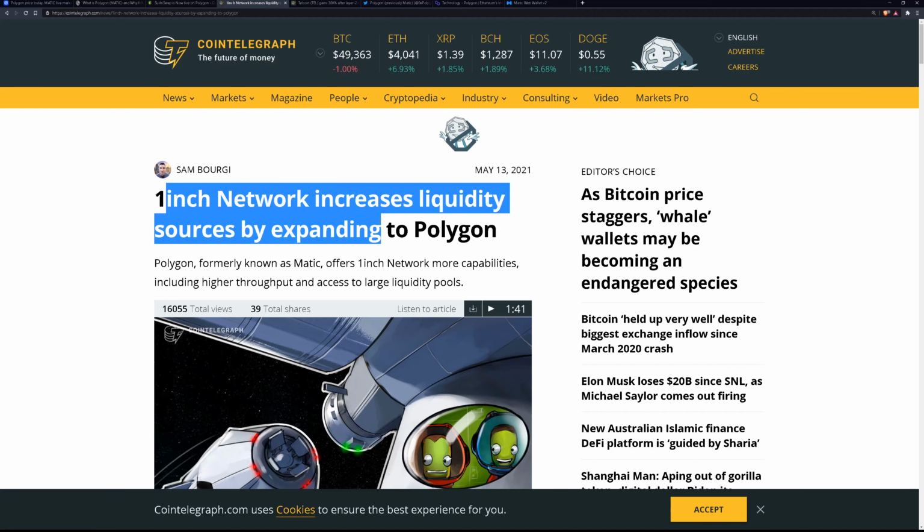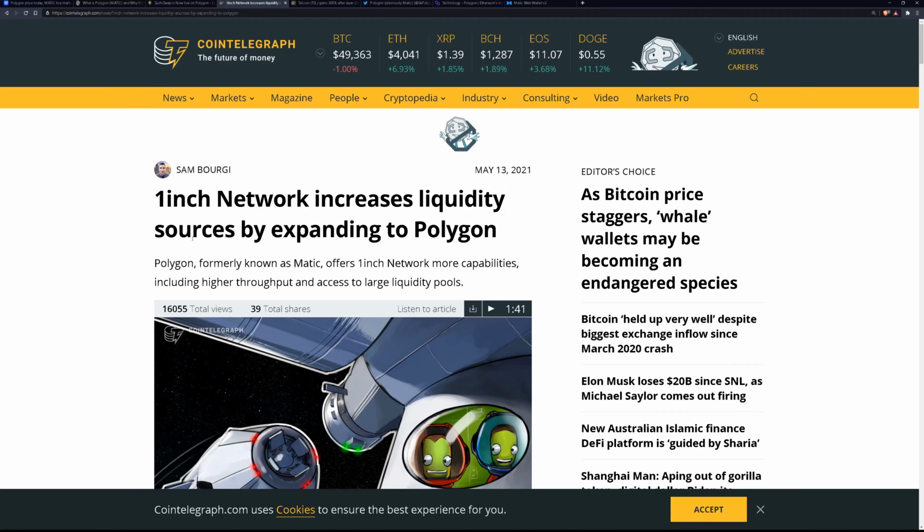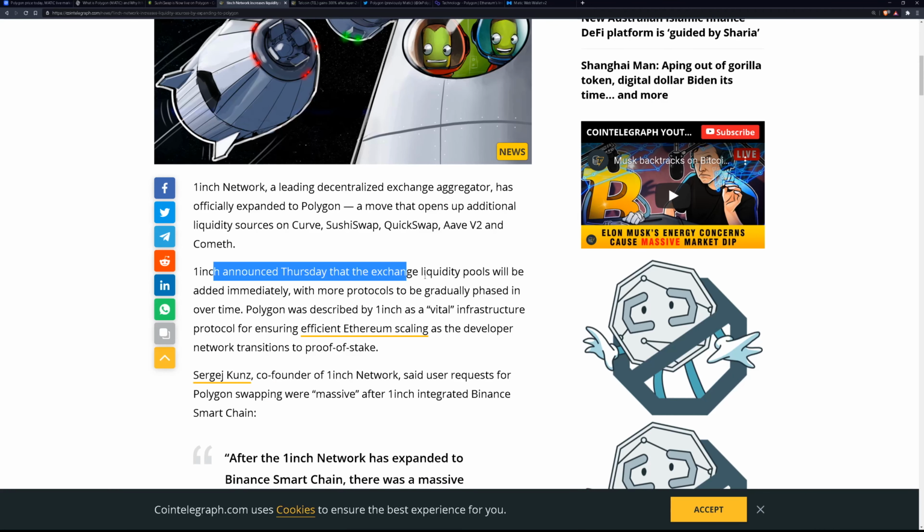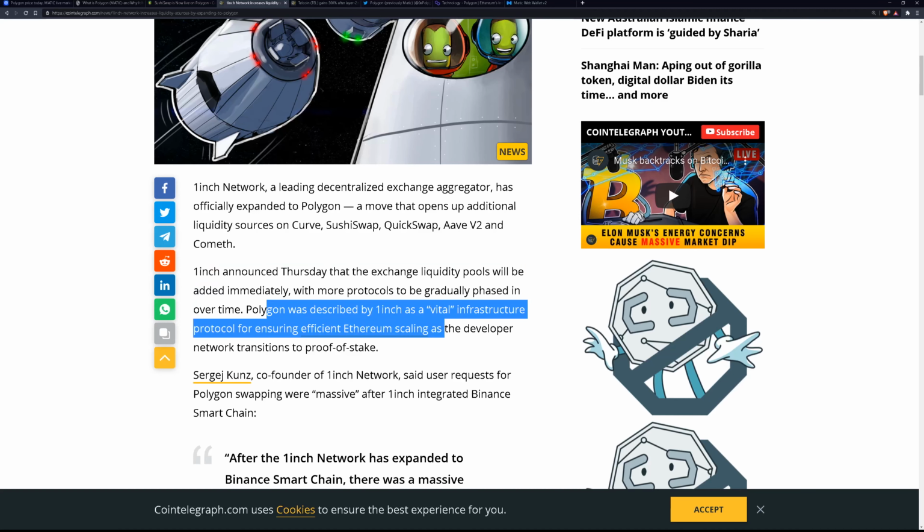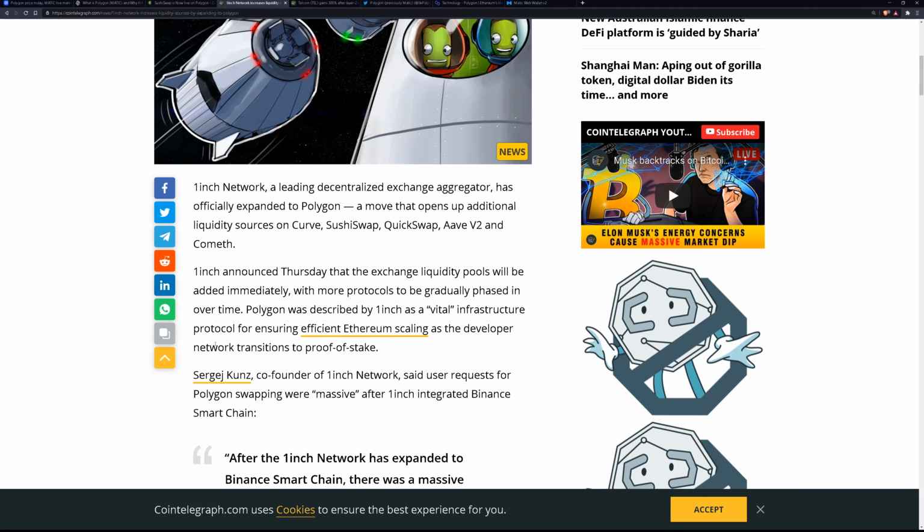Some more news from Cointelegraph: One Inch Network increases liquidity sources by expanding to Polygon. So Polygon offers One Inch Network more capabilities, including higher throughput and access to large liquidity pools. One Inch announced Thursday that the exchange liquidity pools will be added immediately, with more protocols to be gradually phased in over time. Polygon was described by One Inch as a vital infrastructure protocol for ensuring efficient Ethereum scaling as the developer network transitions to proof of stake.